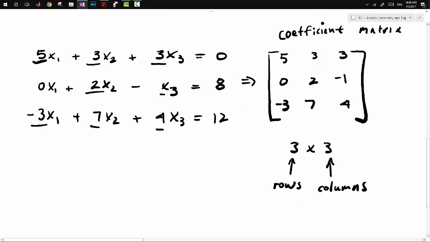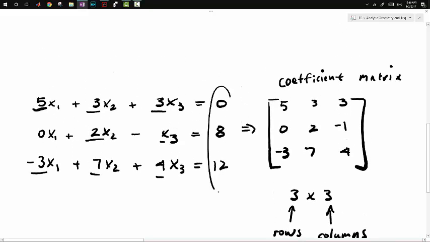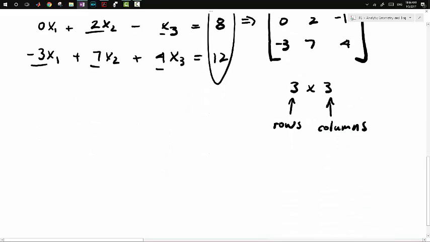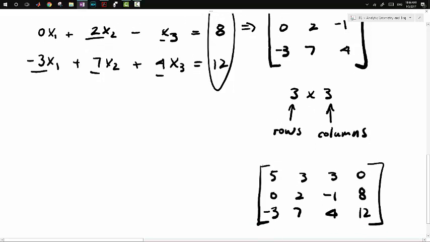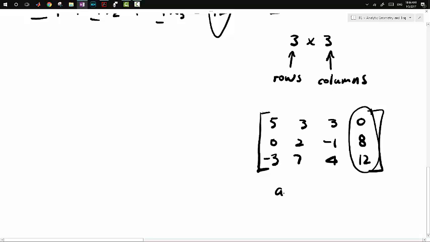If you include the right-hand side of the equal sign into the matrix, you have what's called the augmented matrix. 3, 3, 0, 0, 2, -1, 8, -3, 7, 4, 12. So because you included this information here, we call this the augmented matrix.